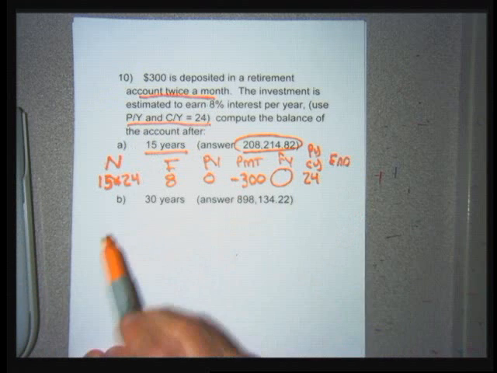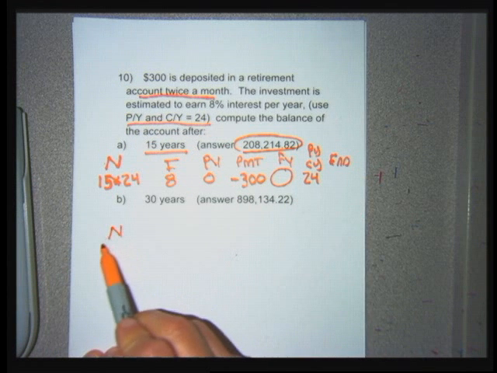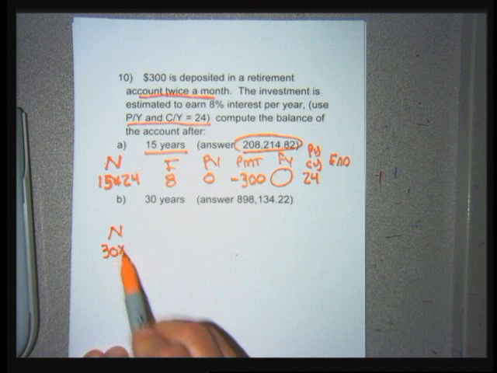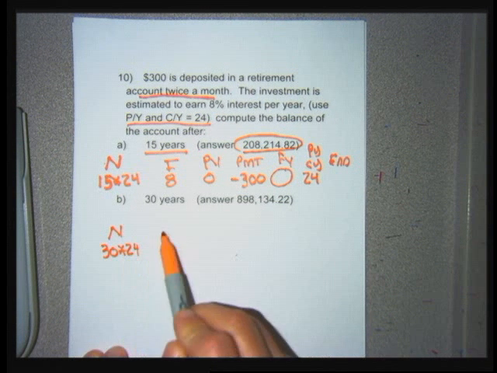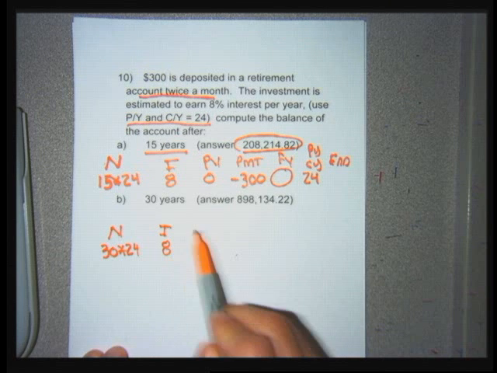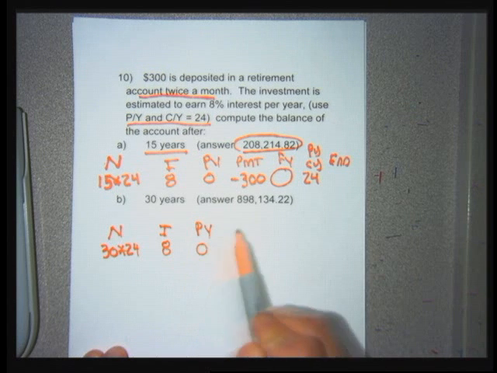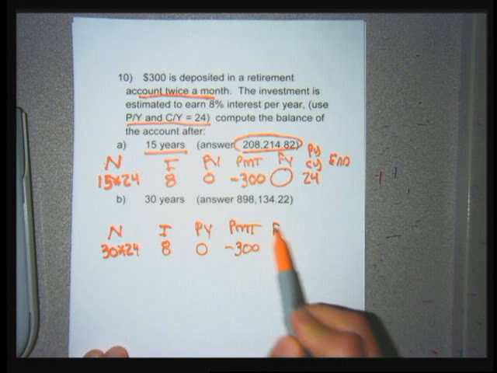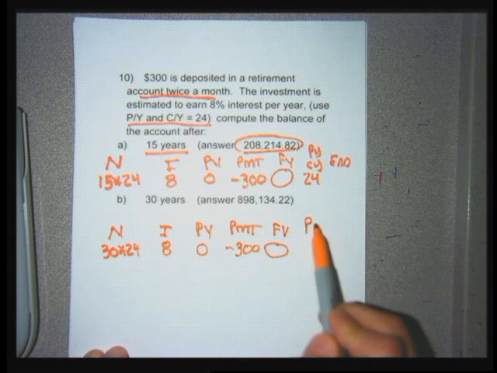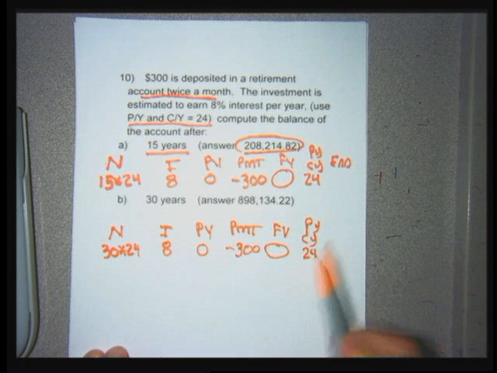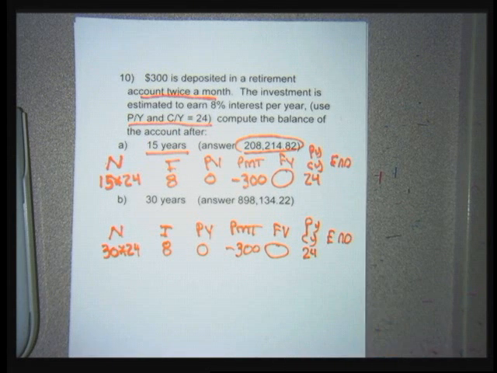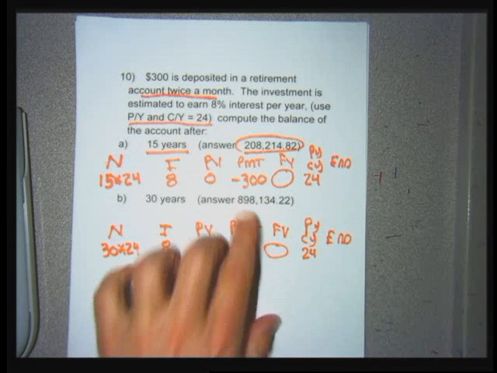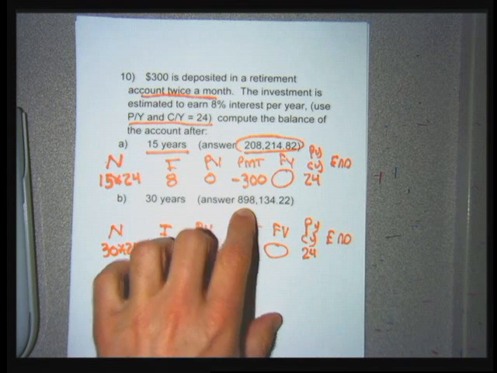B, same scenario. It just changes one thing. It changes the N. I'm going to do exactly the same computation to figure out the balance for 30 years as compared to the balance for 15 years, other than I'm going to change the N, because everything else about the savings problem is going to be the same. The interest rate's the same. I'm still making deposits twice a month, still making a $300 deposit. Entering these amounts will give me the almost $900,000 that you have over 30 years.